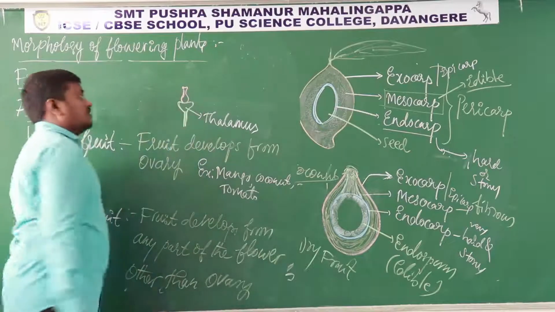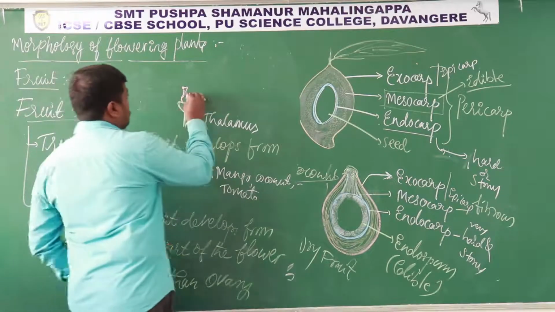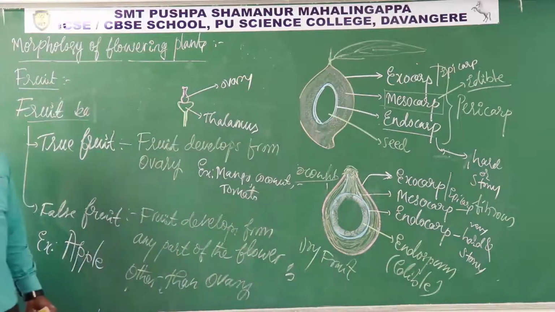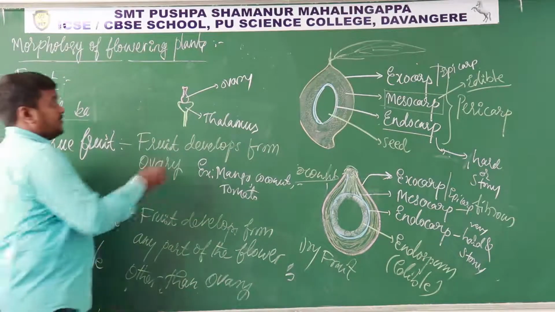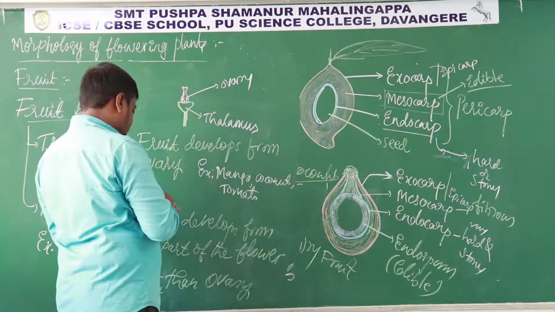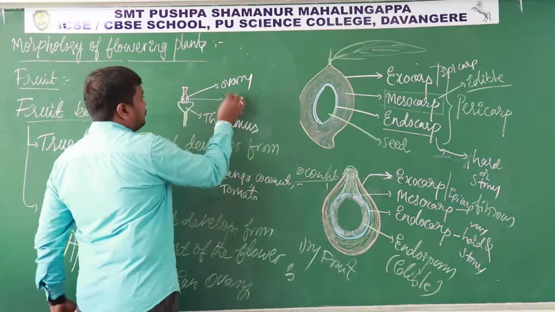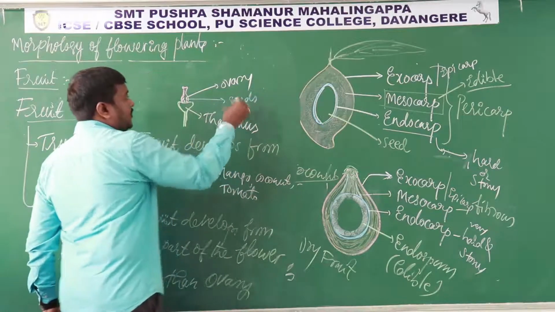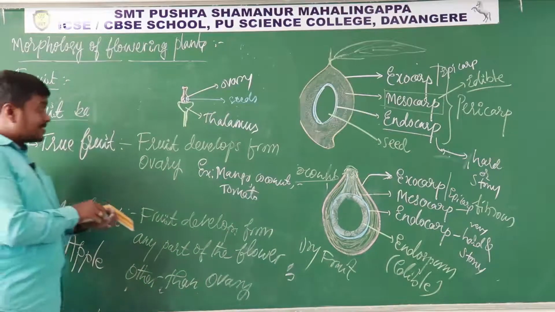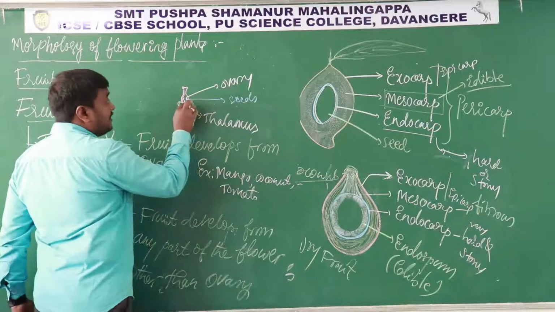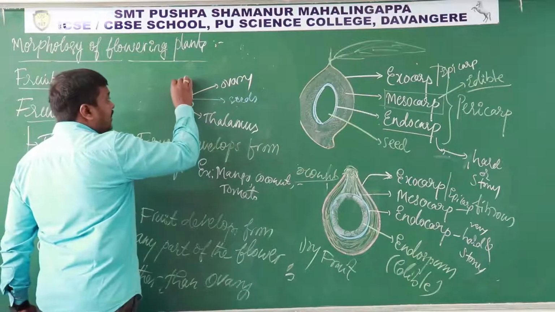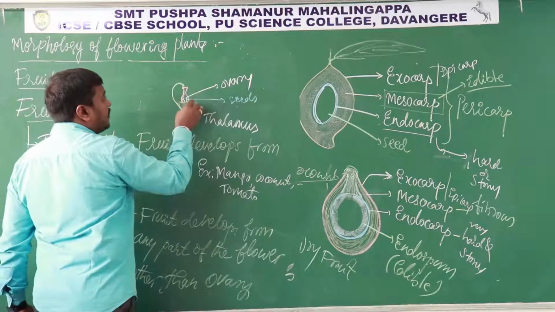ovary is situated. Okay, so this is ovary. After fertilization, so seeds are going to be developed here. Okay, so when the formation of seeds is almost complete, this thalamus grows further. This thalamus grows further and completely covers the ovary.